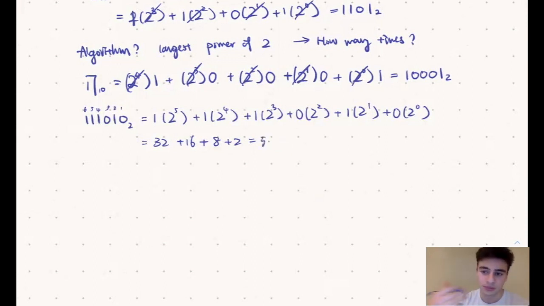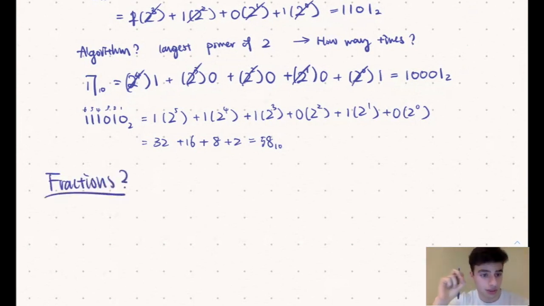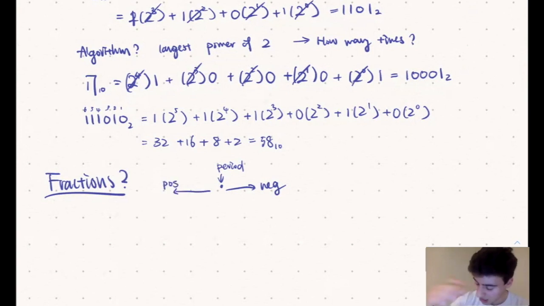So the next logical step from here is, well, how do we convert fractions? Well, let's first consider what a fraction is in decimal. So in the decimal system, we denote a symbol, the period, to indicate where the powers are negative and where the powers are positive. So everything to the right of the period is a negative power, and everything to the left of the period is a positive power. So let's take as an example the decimal number 9.25.